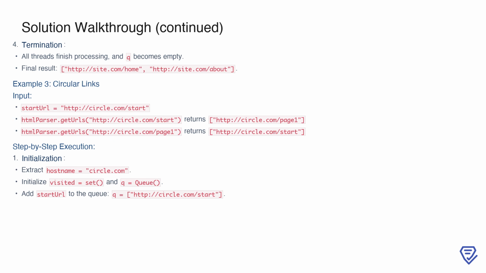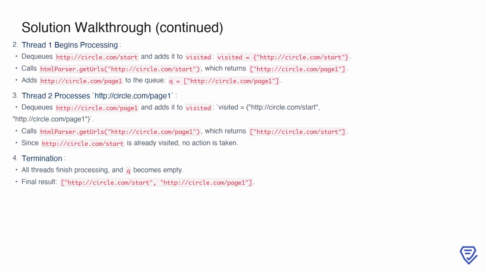The only link it returns is http://site.com/home, but since this URL is already in the visited set, no further action is needed. At this point, the queue becomes empty, and all threads finish processing. The final result includes only the URLs that belong to the same domain as the starting URL, http://site.com/home and http://site.com/about.